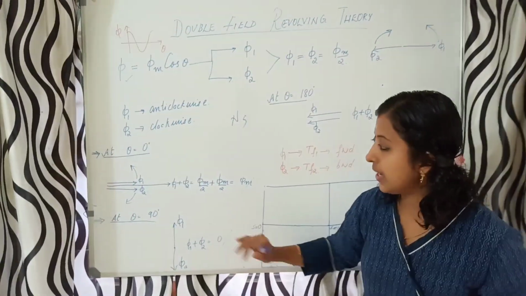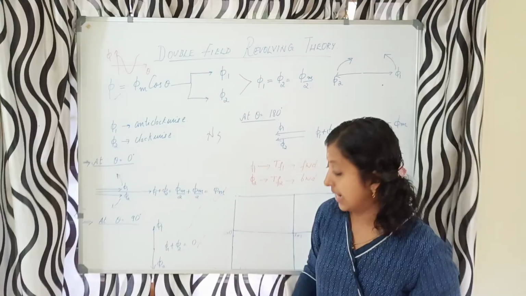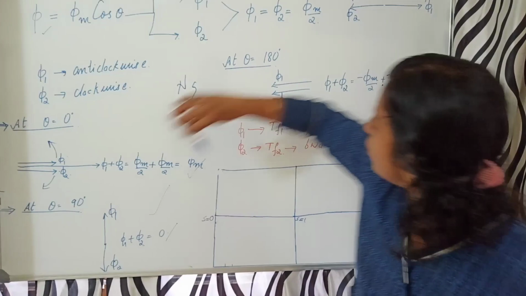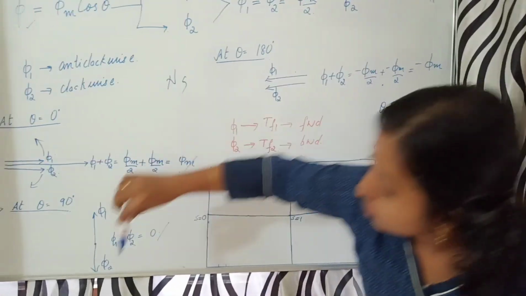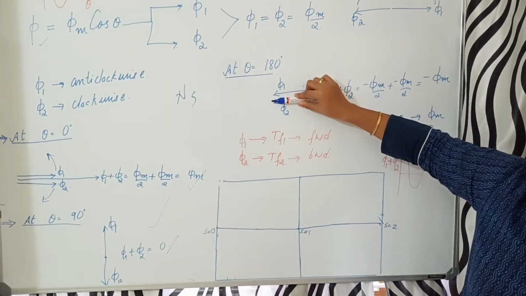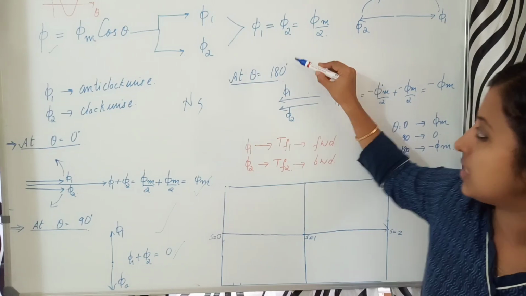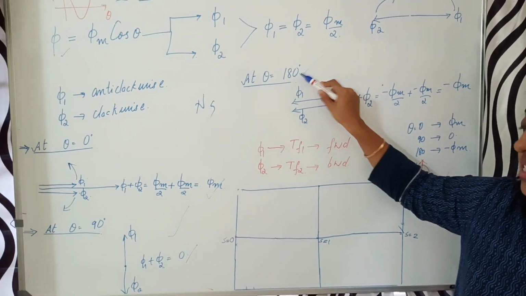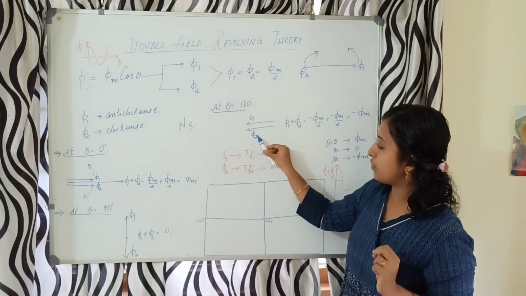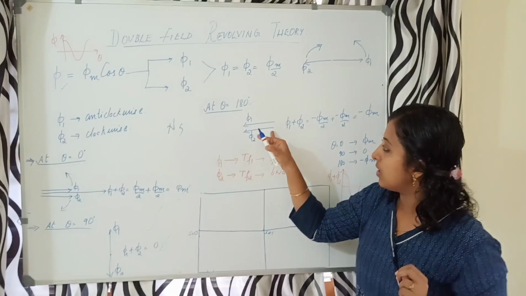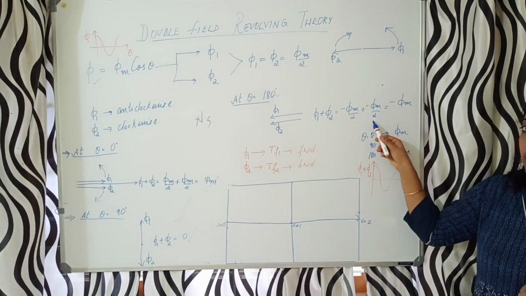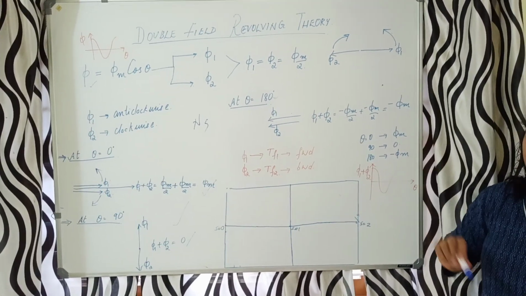Again, at the next instant, I am rotating it by another 90 degrees. Phi 1 is rotated anti-clockwise by 90 degrees, and phi 2 is again rotated clockwise by 90 degrees. That is a total of 90 plus 90, which gives you 180 degrees. So theta is 180. What will be the magnitude of the resultant phi 1 plus phi 2? Both are acting along the negative x-axis, so it gives you minus phi m by 2 plus minus phi m by 2. So the resultant is minus phi m.